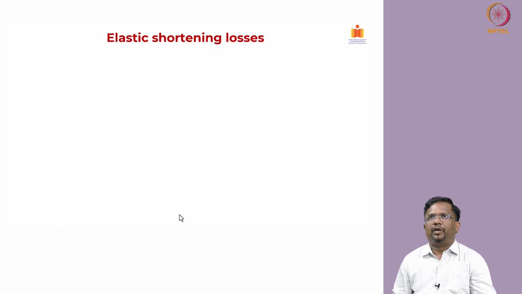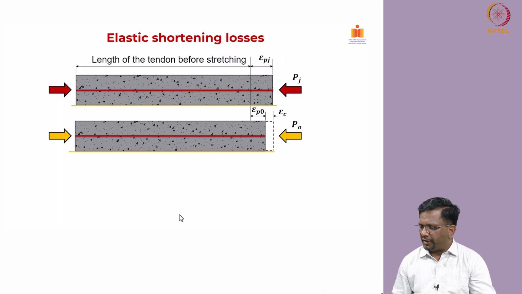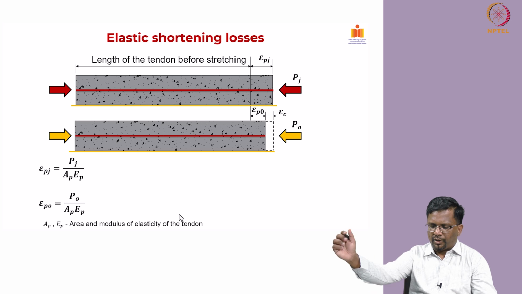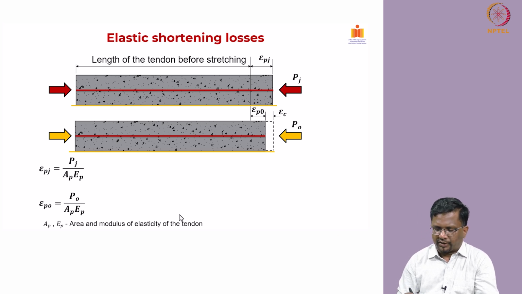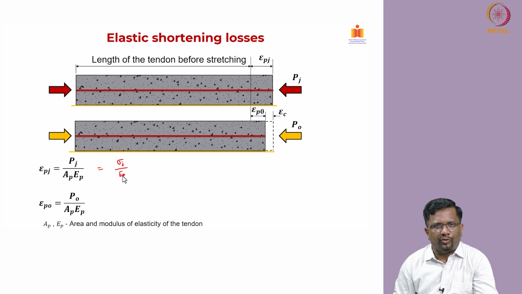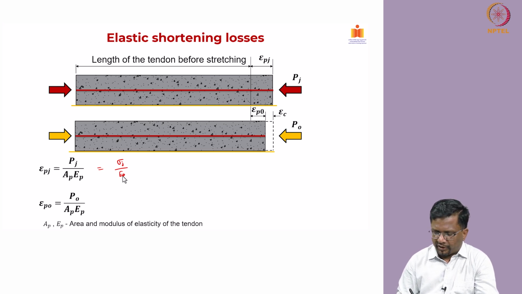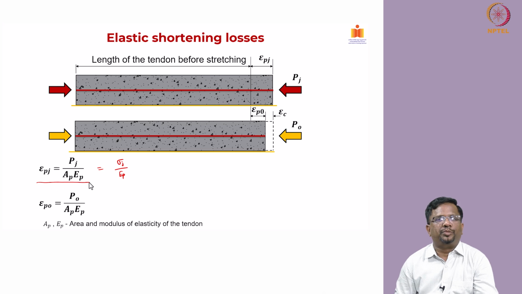Now, let us see, we have seen this. So, now what is epsilon P j? The definition, as we can see, the strain is nothing but stress divided by elastic modulus E P, right. So, now how do we get the stress? Stress is nothing but the force divided by the area of your prestressing steel. So, that is what we have got here, which is P j divided by A P into E P.